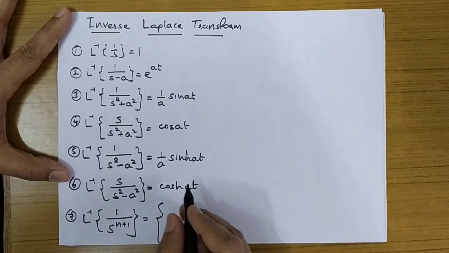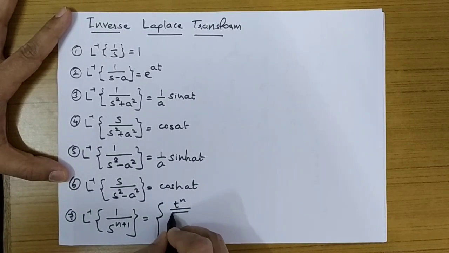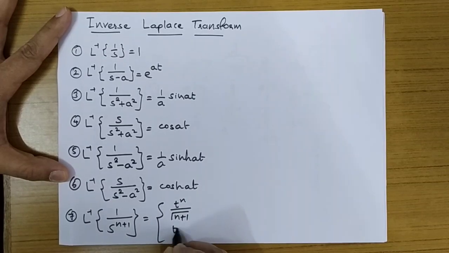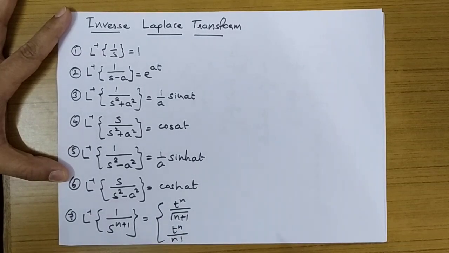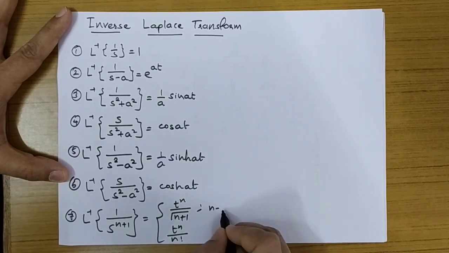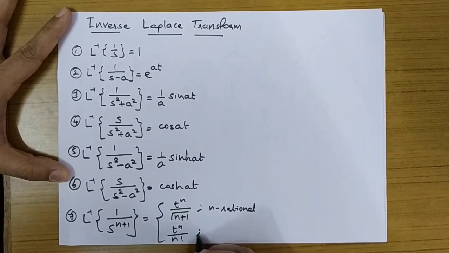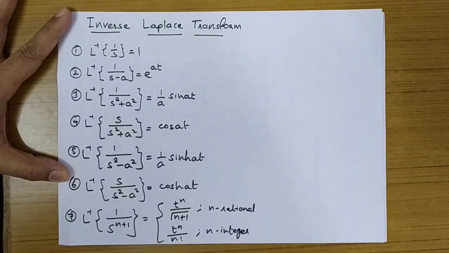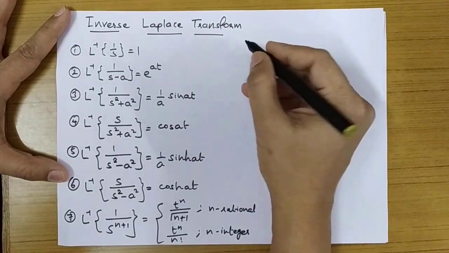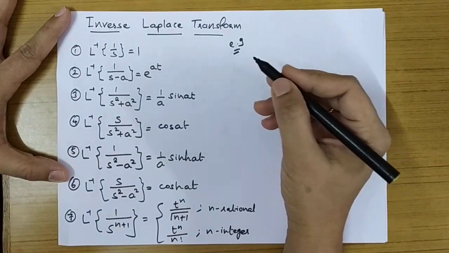There are two cases: t raised to n by gamma n plus 1, for rational numbers, and t raised to n by n factorial, and if n is an integer then you can use this formula. Clear? Now we'll take a particular example of each formula so it is easy to understand.